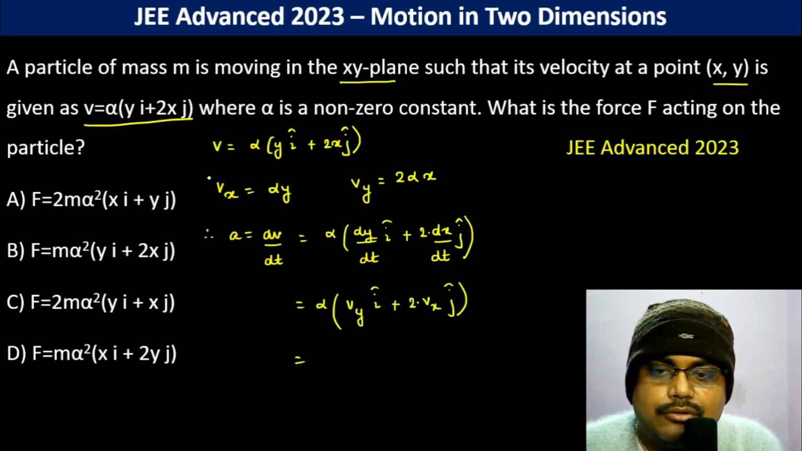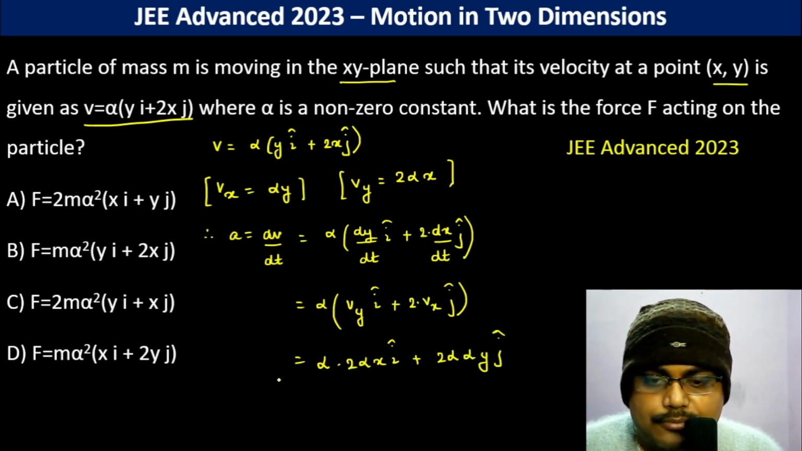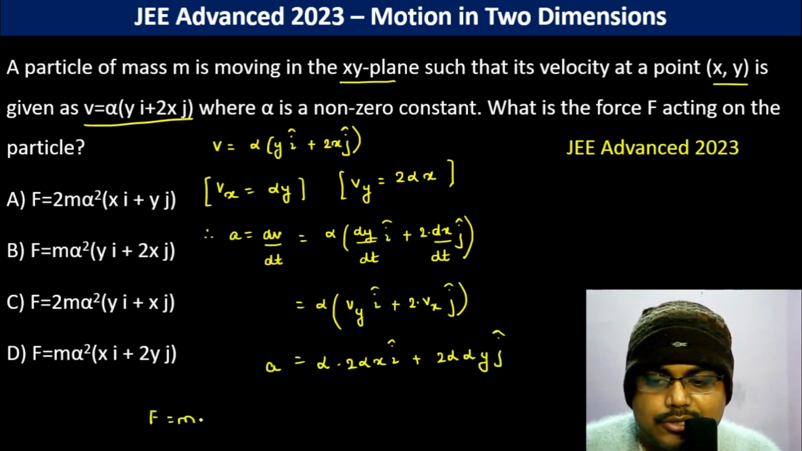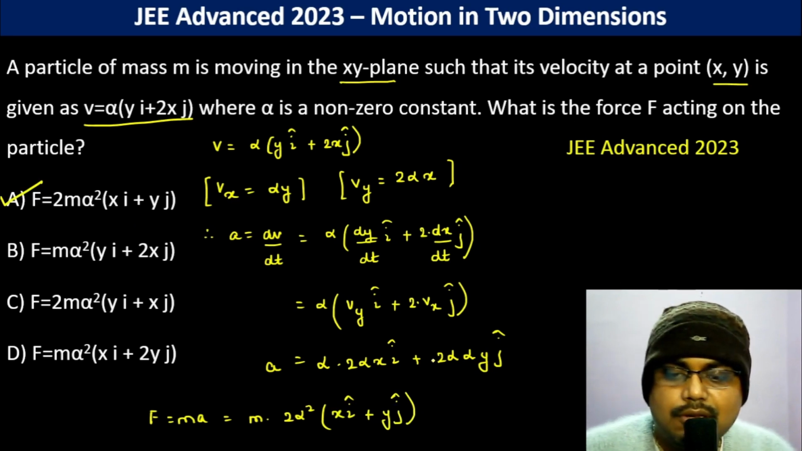Now we already know Vx and Vy, so this is alpha into Vy, which is 2 alpha x i cap, plus 2 alpha into Vx, which is again alpha into y j cap. So this is the acceleration. Therefore the force becomes mass into acceleration, which is m into 2 alpha square x i cap plus y j cap, which is option A.